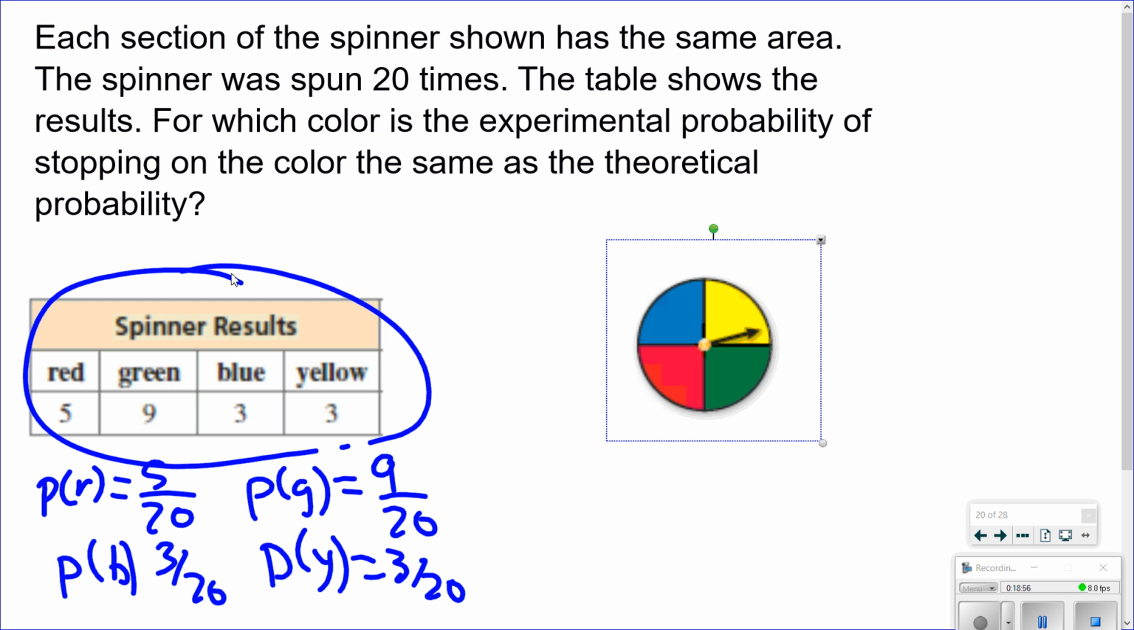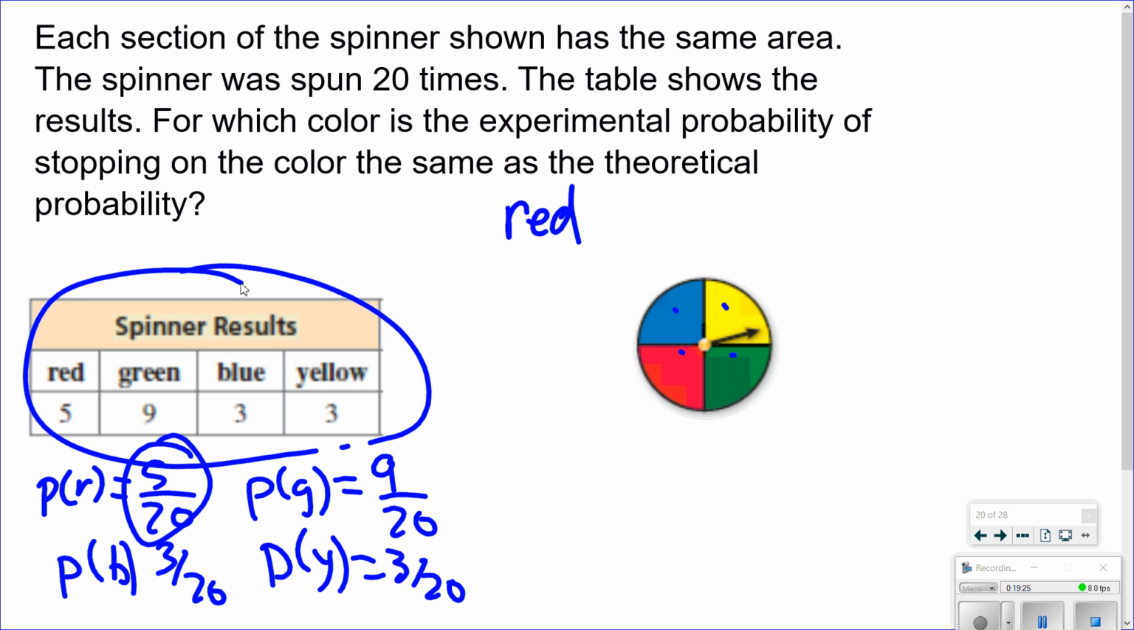Now let's know which one of those would be the same as the theoretical. For theoretical, I'm looking over here, these are all equally likely, right? They're all the same size. So the probability would be 1 out of 4 for each of those. Blue would be 1 out of 4, yellow would be 1 out of 4. That is my theoretical probability. So which is the same? Well, if I reduce this one, 5/20 reduces to 1 out of 4. So the answer is red: the theoretical and the experimental are the same.